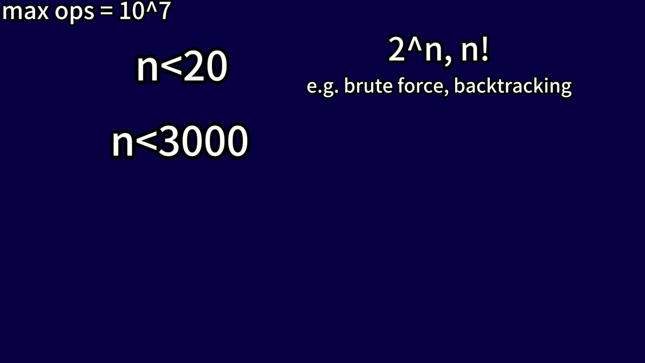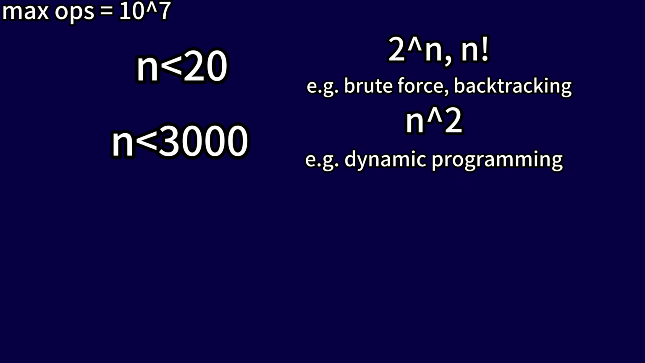If n is up to 3,000. With this range, we're starting to push the boundaries a bit and will need to be a little more careful. An algorithm with a time complexity of O(n squared) is usually the best fit here. An n squared operation for 3,000 still falls within our limit of 20 million operations.